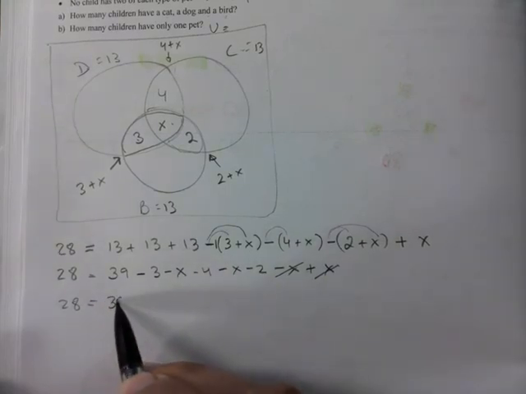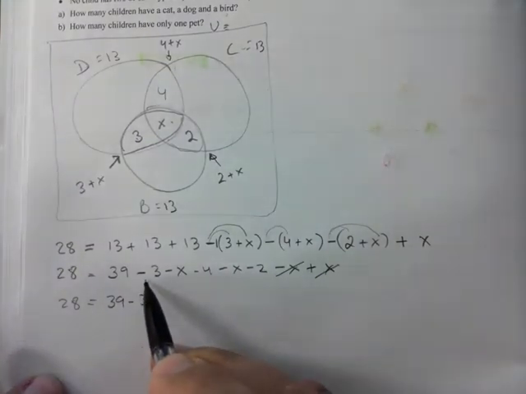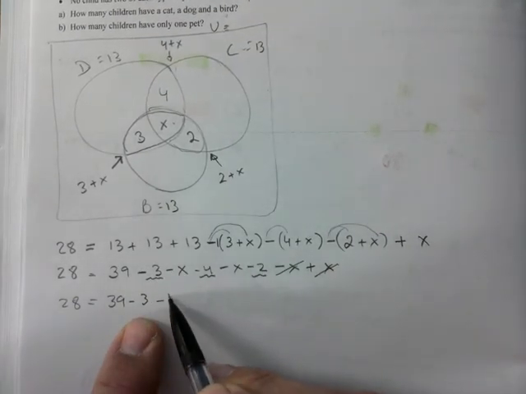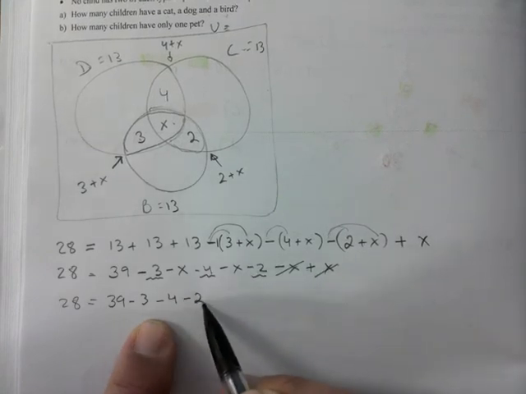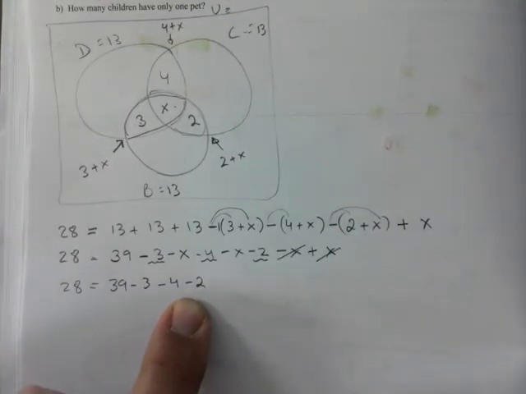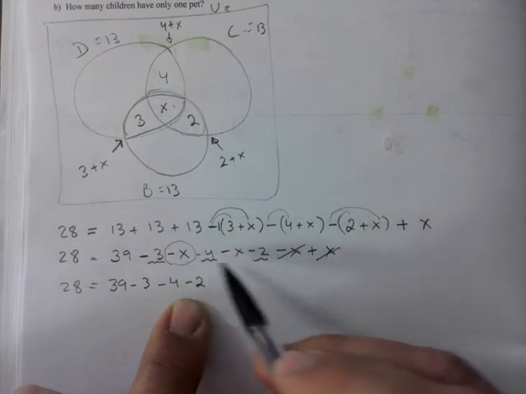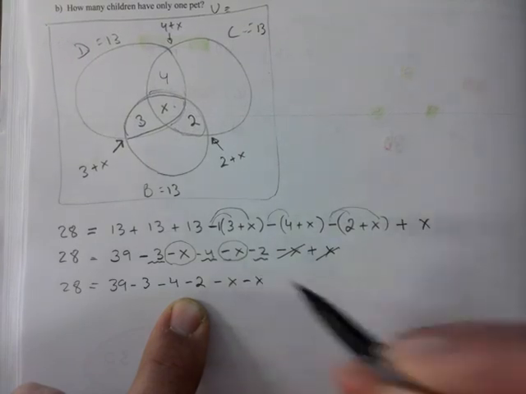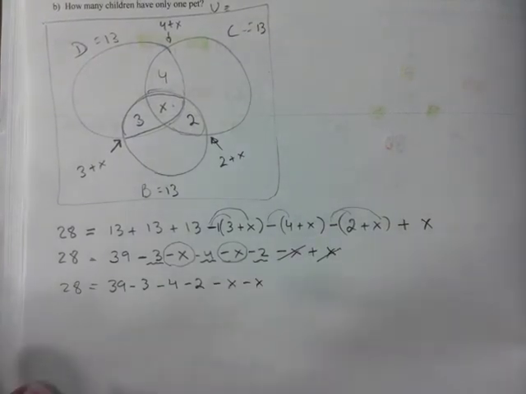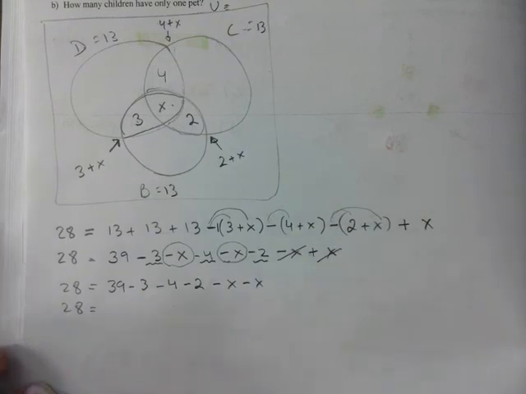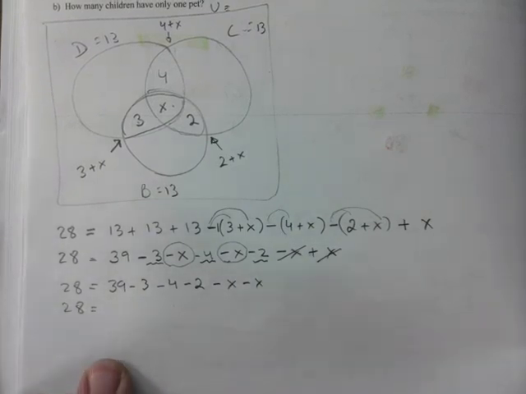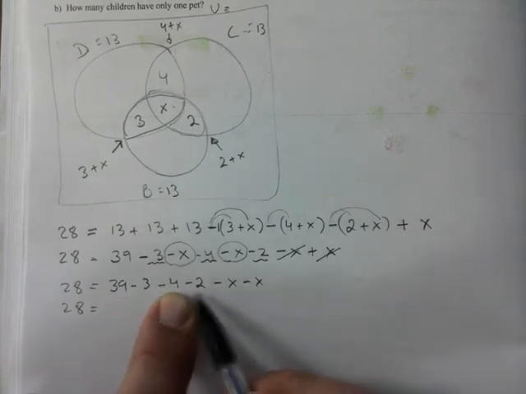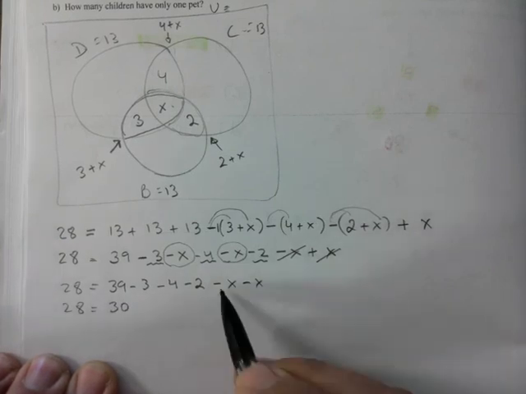So I'm going to go 39 minus 3. I'm going to underline all the constants that are there. So -3 minus 4 minus 2, right? I'm writing all the numbers together. And then I'm going to circle my x's here. -x minus x. So then it's 28 is equal to, when I subtract all of these, that's 33, no, sorry, so 36 minus 6, that's 30, minus 2x.